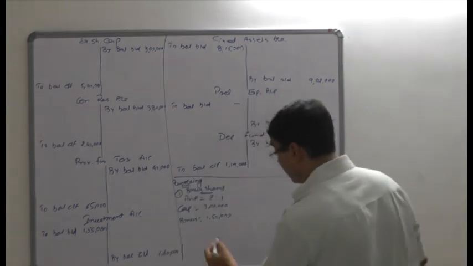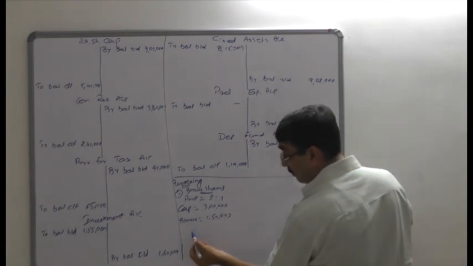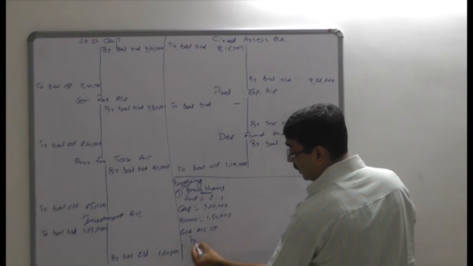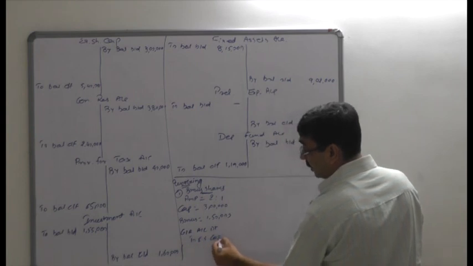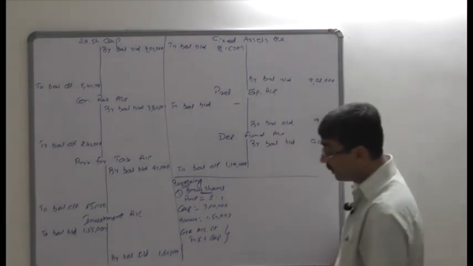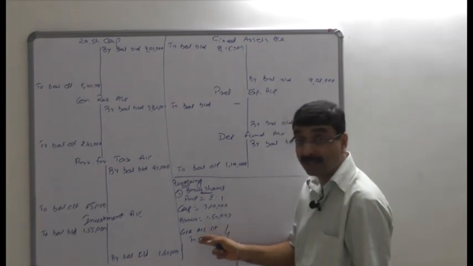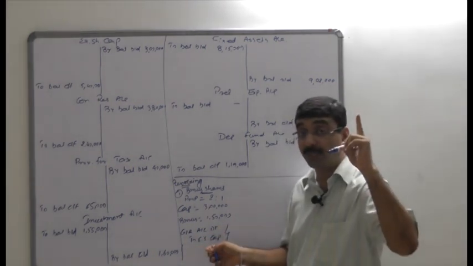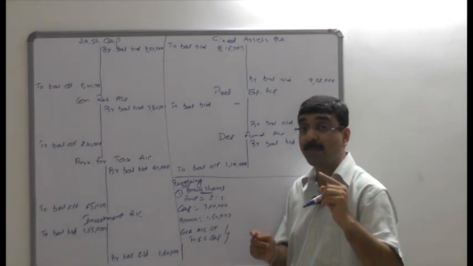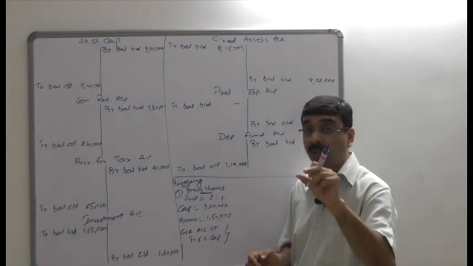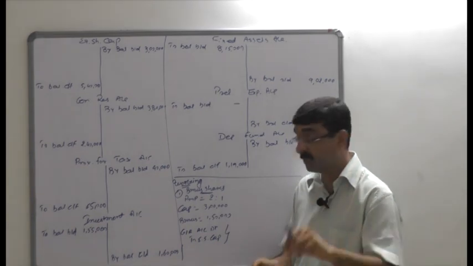Now the first journal entry is very simple. General reserve account debited to equity share capital account. If you remember, in the theory I told you that if any changes happen within the same block, it cannot affect the fund flow statement.